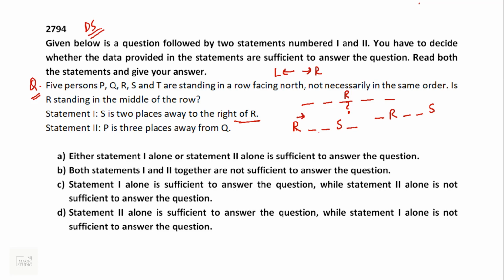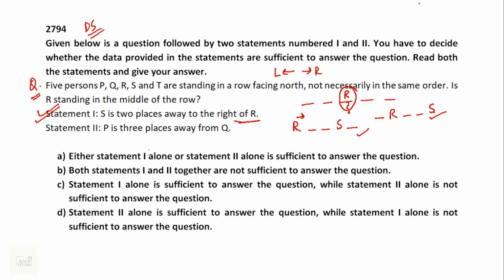S is 2 places away to the right of R. This is R and this is his right side. That means S is either at this point, or if R is at the second point, then S is at this point. Either of them is correct. We can say R is not standing at the center, because the question is simply, is R standing in the middle? No, R cannot stand in the middle if S is 2 places away to the right of R. Statement 1 alone is sufficient to answer this question.